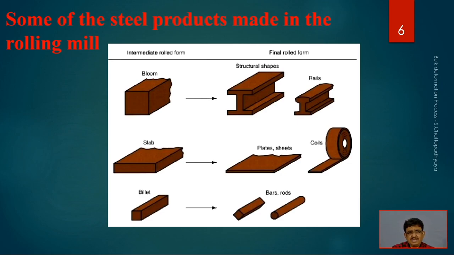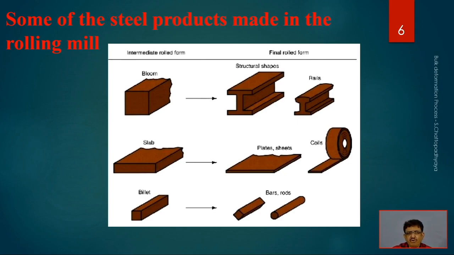The next one is the slab. Slab is also reduced, maybe by rolling activity, into plates and sheets and coils, depending upon their thickness. There are standardized specifications. This is called sheet, this is called plate, and accordingly we can produce all those components required for different industrial applications. And the third one is billet, and these billets may be used in the case of drawing activity. Bars and rods and other things are drawn.